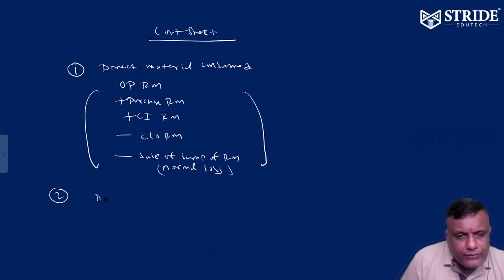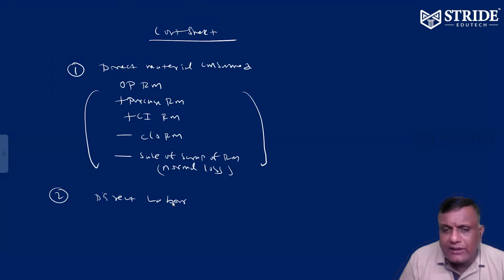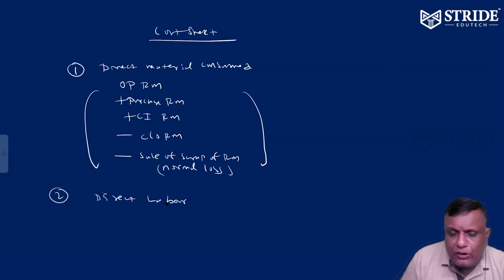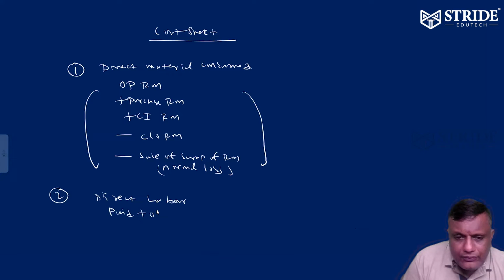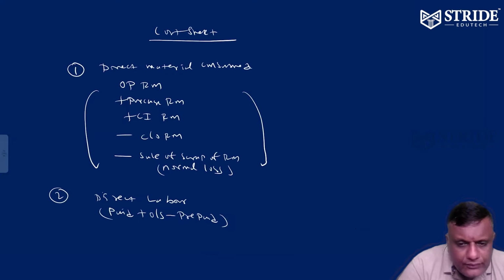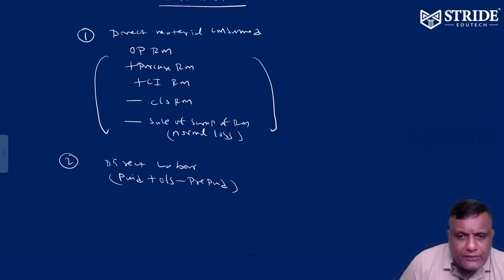Number two, direct labor. What is direct labor? Whatever expenses are incurred directly for production are called direct labor. We can trace direct labor; indirect cannot be traced, but direct can be traceable. How much you paid for the labor cost, salary or wages, direct wages paid. How much is outstanding, please add. Is there any prepaid available? Please subtract. The balance is direct labor: paid plus outstanding minus prepaid.